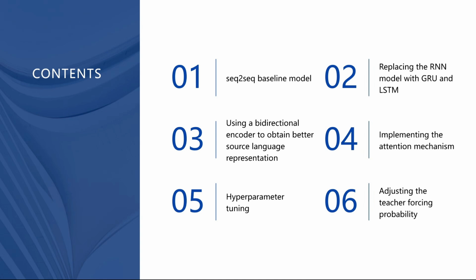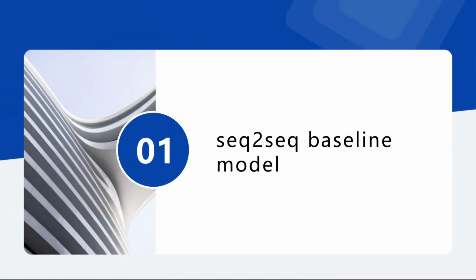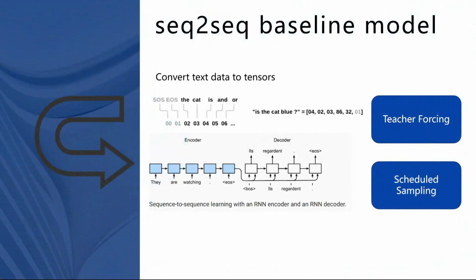This report is divided into 6 parts. Introduction to the baseline seq2seq model, replacing the RNN model with GRU and LSTM, using a bidirectional encoder, implementing the attention mechanism, hyperparameter tuning, adjusting the teacher forcing probability. First, I will introduce the baseline model used in this study.